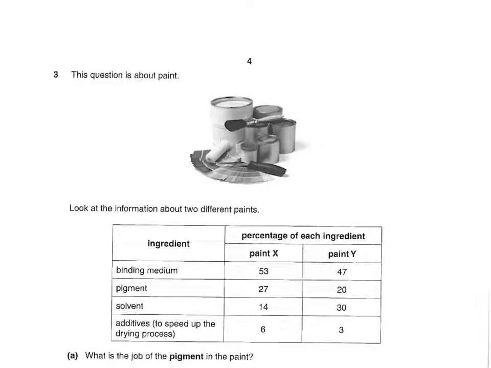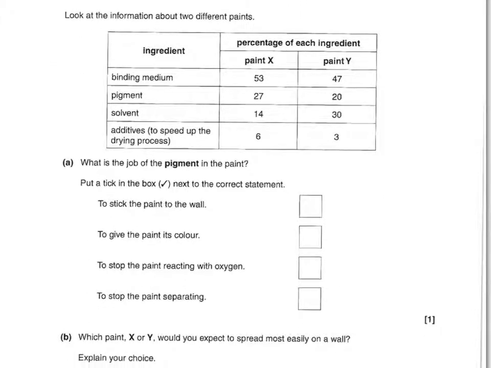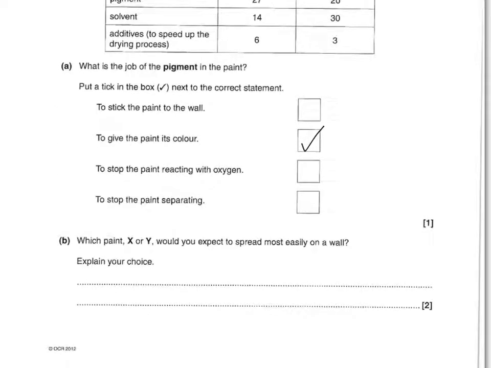Next question is about paint. It says look at the information about 2 different paints. There it is. And it says, what is the job of the pigment in the paint? And the pigment gives the paint its colour. It said, which paint, X or Y, would you expect to spread most easily on the wall?